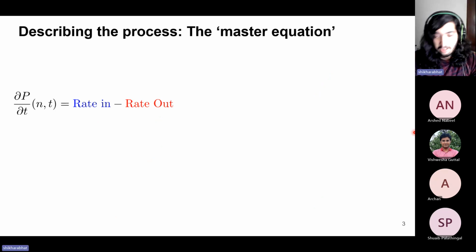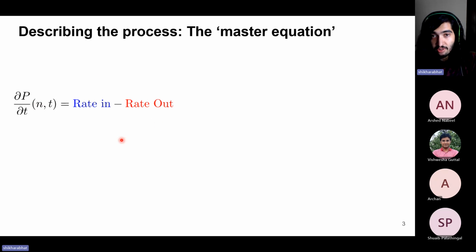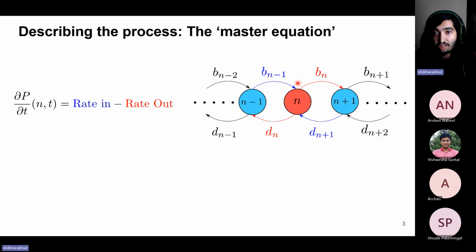We then wanted to describe this process mathematically. And we did this by saying that the probability of finding the population with a given size n at time t can be calculated by looking at the rate at which probability flows into the state minus the rate at which the probability flows out of the state. What does this mean? This means, for example, if we have a state n, we can count the number of ways we can exit this state, which I've shown in red here, and the number of ways we can enter this state, which I've shown in blue.